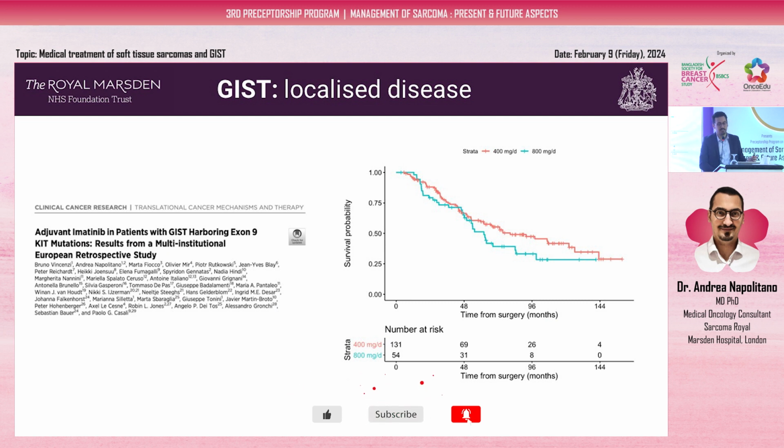In exon 9, the situation is a little bit more debated. We don't have prospective clinical trials specifically for these patients. We've conducted a retrospective, multi-center analysis of patients that have been treated with 400 or 800 milligrams. In our hands, based on this analysis, there is no difference in the adjuvant setting between 400 and 800 milligrams. So whereas we would recommend using 800 milligrams in the metastatic setting, in the adjuvant setting the evidence is not so strong. And if the patient is high risk, it's okay to offer the 400 milligrams.